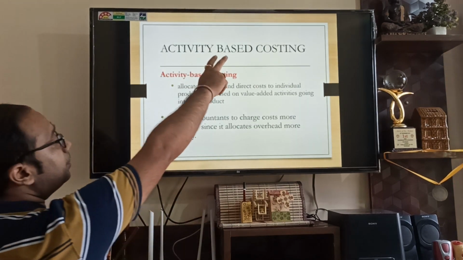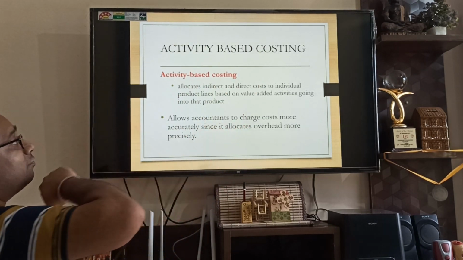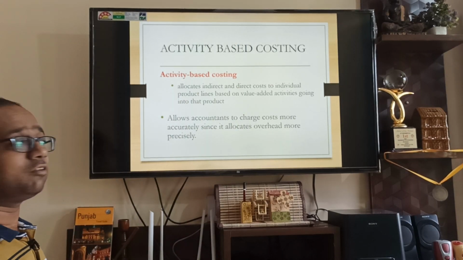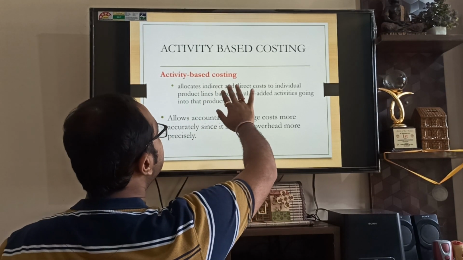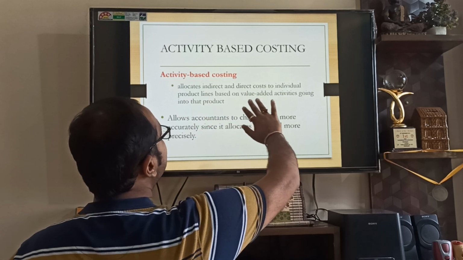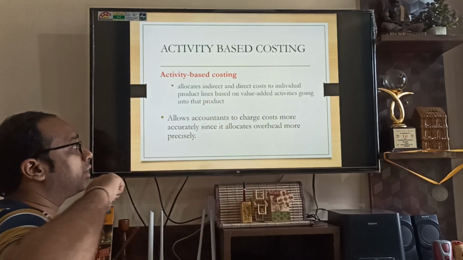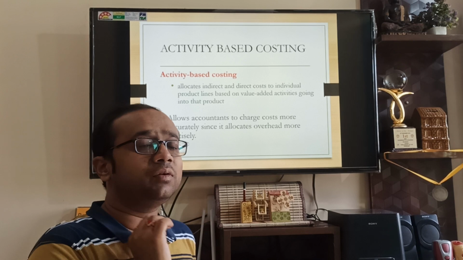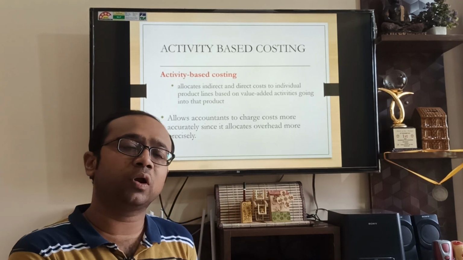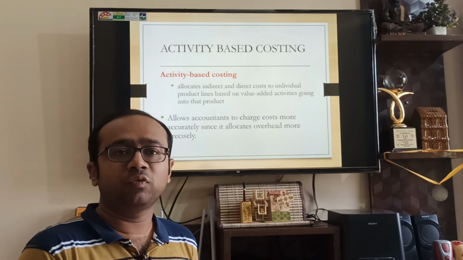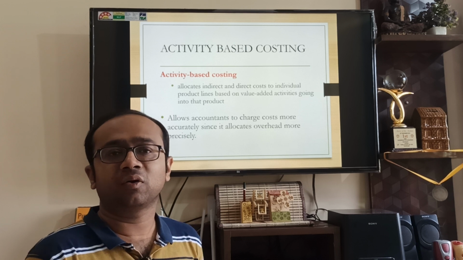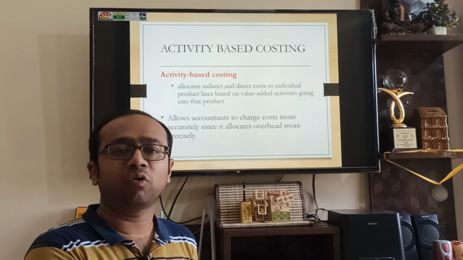A very important concept is activity based costing, which is also known as ABC. What is activity based costing? It allocates the indirect and direct cost to individual product lines based on the value added activities going into the product. So for a product, what are the things? For example, at home you are cooking a vegetable. Direct cost will be the vegetable cost that you incurred, or the additional ghee and all which you are using.